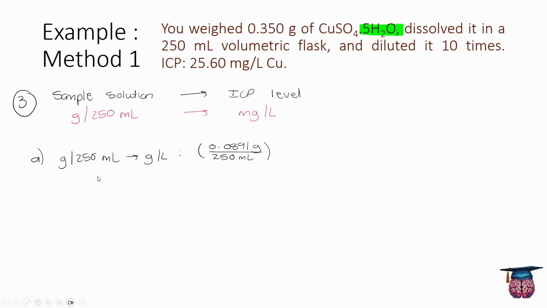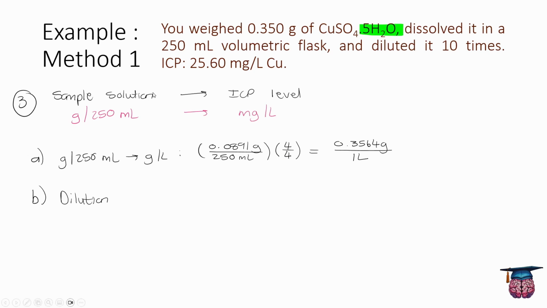Now we have to take this 250 milliliters up to 1 liter. We know that by multiplying with 4, we can obtain this. However, to keep this value constant, so that we keep the apple an apple, we have to multiply by 4 at the top and at the bottom. And this gives us a value of 0.3564 grams per liter.